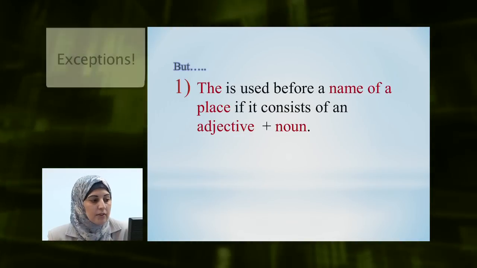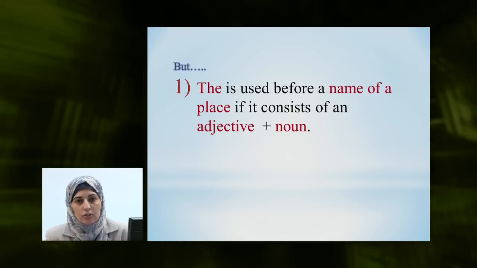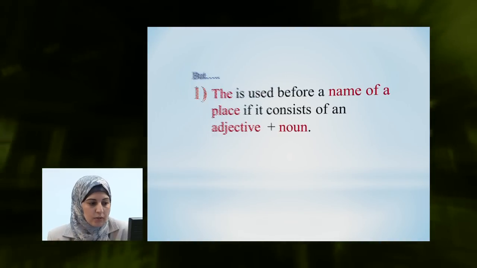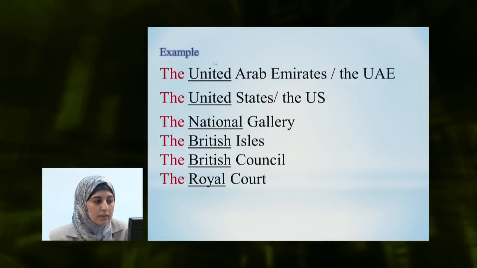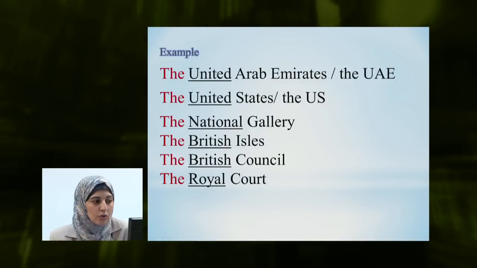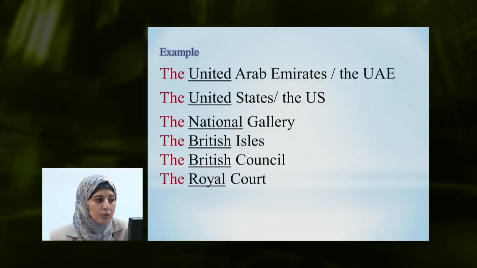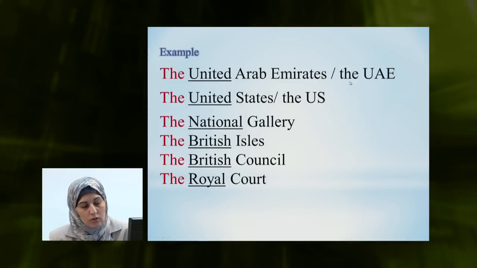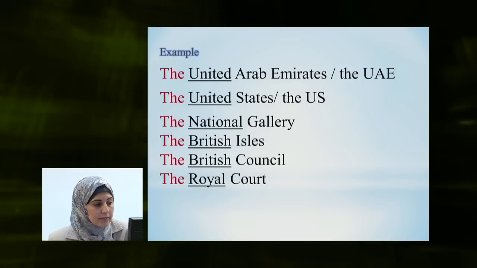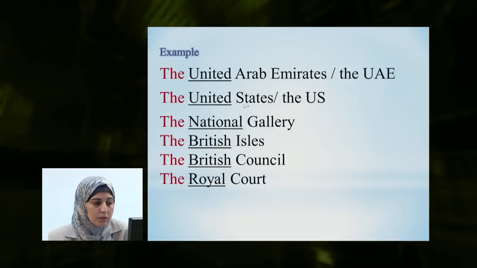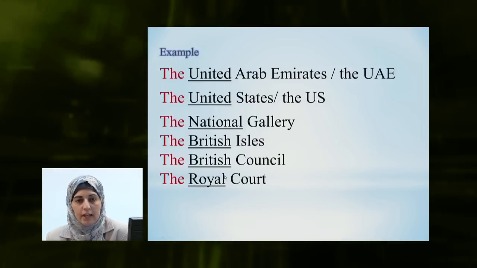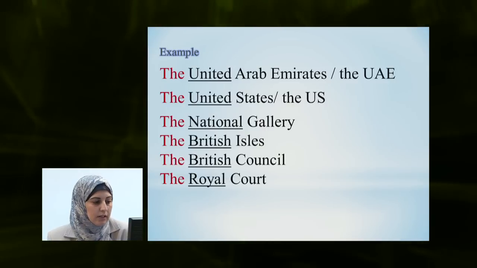But notice here that the is used before names of a place if it contains adjective plus noun. For example, you say the United Arab Emirates. So Emirates here is the noun, but it is described as united. So you have adjective plus noun, so you need to use the article, or you also can say the UAE. The same case is in the United States or the US, the National Gallery, the British Isles, the British Council, and the Royal Court. So again, here we have a noun, but before it we have an adjective. In this case, we use the article the.